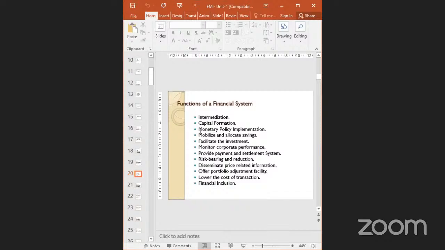Facilitate the investment and monitor the corporate performance. Monitor the corporate performance, I will cite one example. How bank will run. And yesterday we also had a discussion on that. Bank will run with loan.